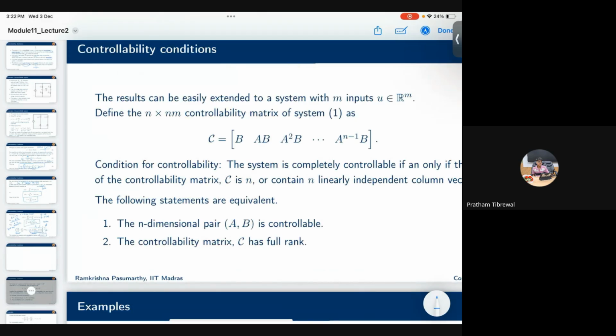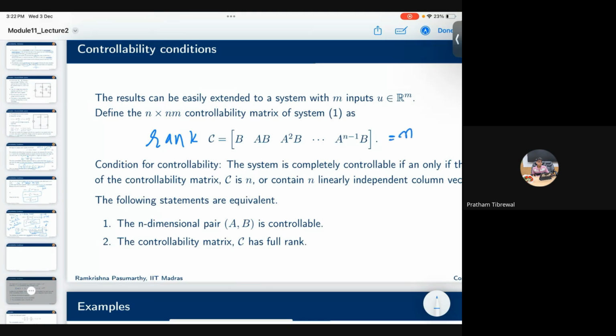Now, of course, what happens when there are more inputs? It's the same thing, right? The results can be extended easily to systems with m inputs. Just that the rank condition still remains the same: the rank of C must be equal to n.